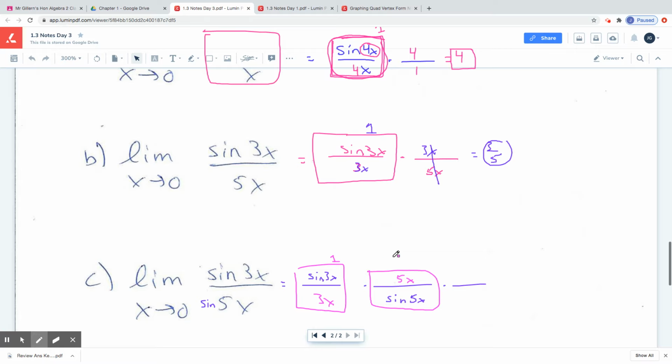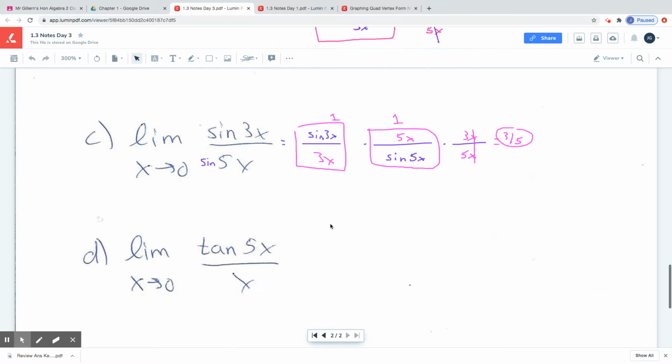That equals 1, but I have to put a 3x on the bottom, so I need a 3x on top. I put a 5x on top, so I need a 5x on the bottom. The x's cancel, and there is our 3/5. So we're just manipulating the expression to make the limit equal to 1, and then going from there.